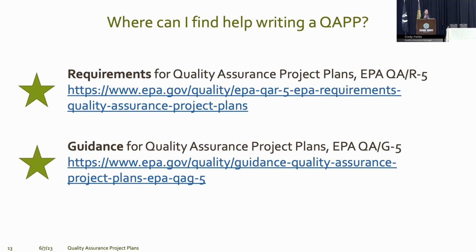So some help writing QAPPs is available online. We have what we call the EPA QA/R-5 document, which is the QAPP requirements. And then we have the QA/G-5 document, which are the guidelines. A spoiler alert: these documents are in the process of being updated. These documents up here are about 20 years old. And so we've been going through a process to revise and update these.